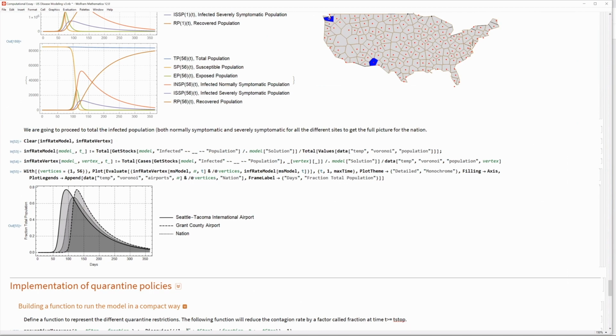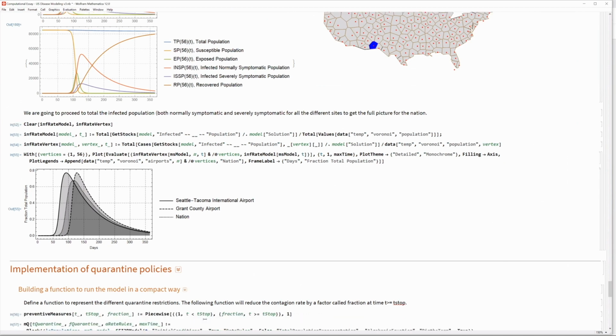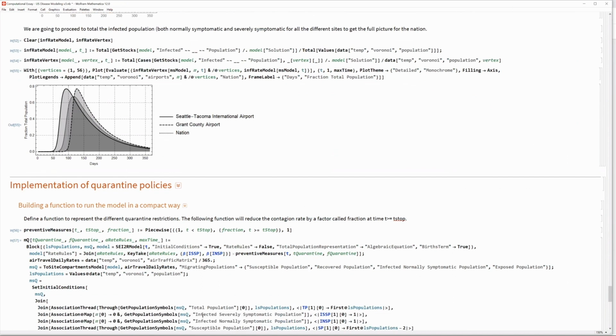There are no antivirals or things that you can take to reduce the impact of the disease. So the only tools available are the tried and true quarantines.